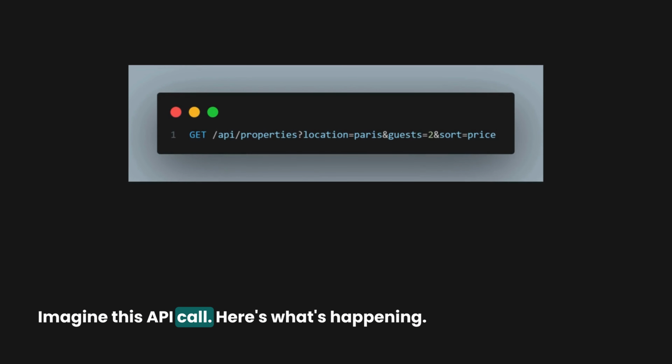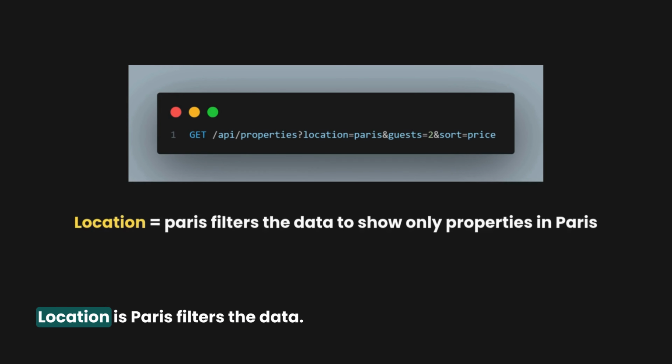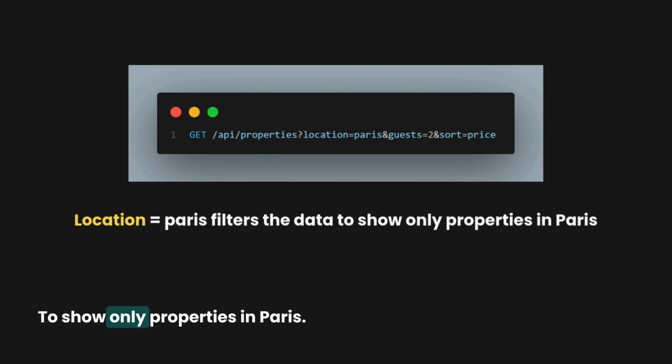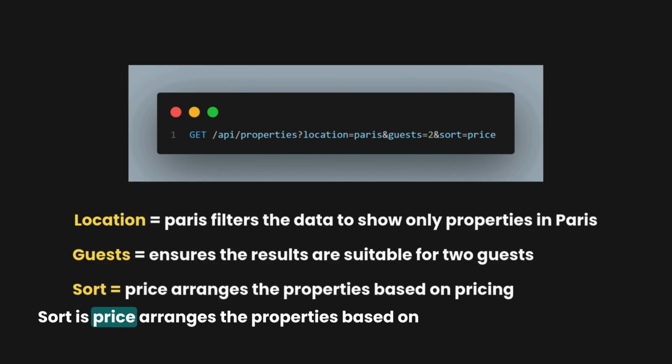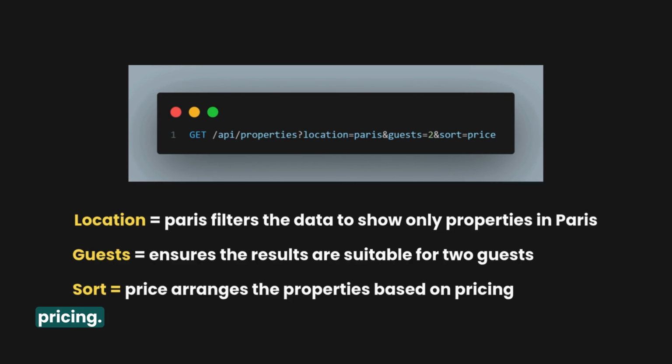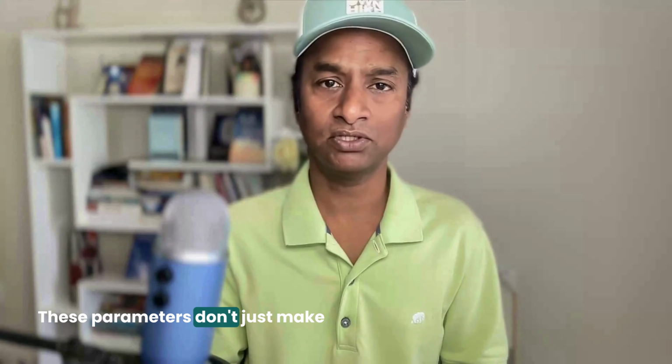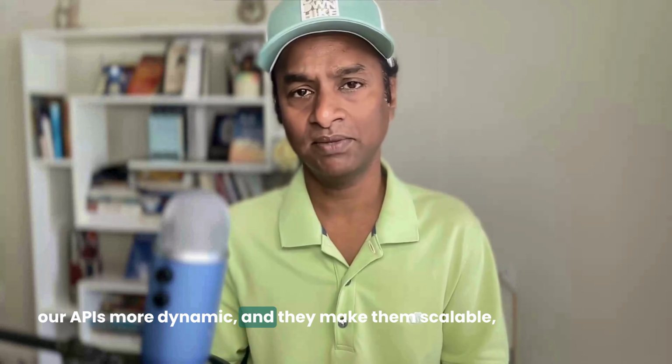Imagine this API call. Here's what's happening. Location is Paris filters the data to show only properties in Paris. Guests is 2 ensures the results are suitable for two guests. Sort is price arranges the properties based on pricing. These parameters don't just make our APIs more dynamic, they make them scalable, modular, and smart.